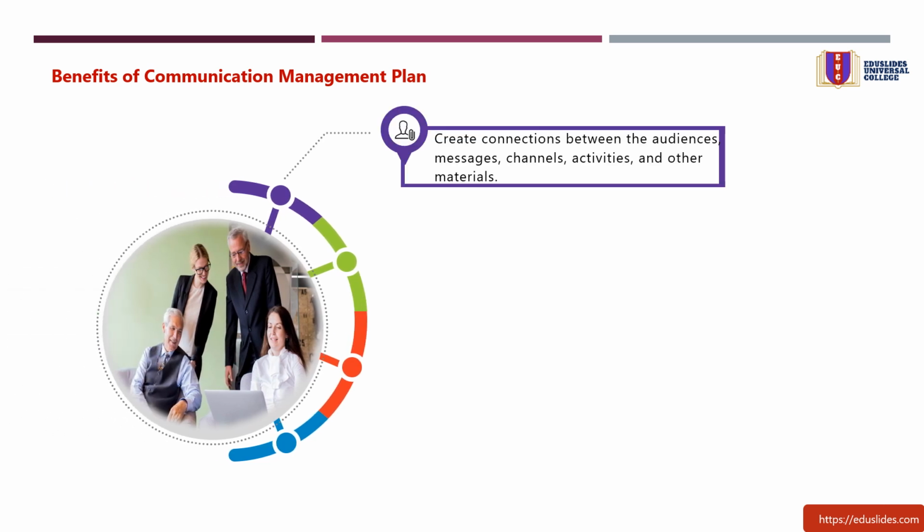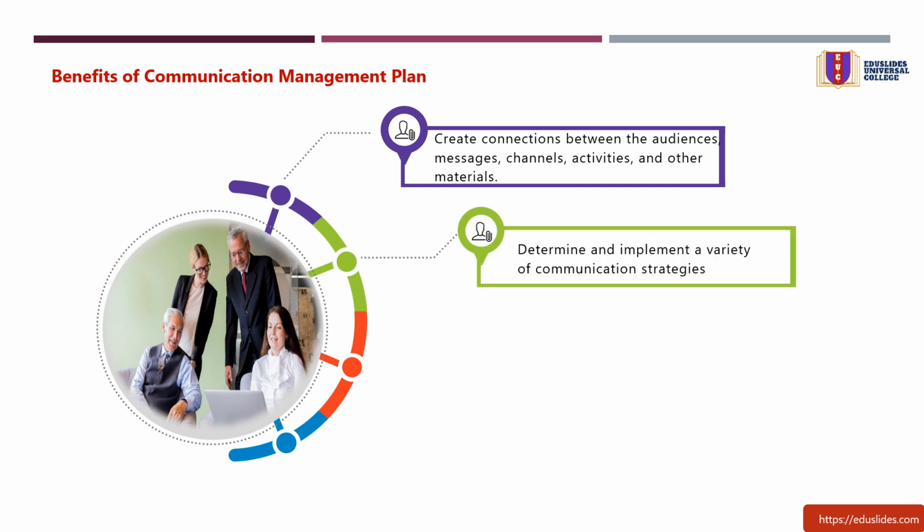1. Create connections between the audiences, messages, channels, activities, and other materials. Going through the communications plan will assist you in identifying the people you must reach, what you want to convey, and how you intend to reach them. You'll discover that every one of your audiences is unique in its preferences, characteristics, and motives. Through planning, you'll discover the most efficient ways to reach them.